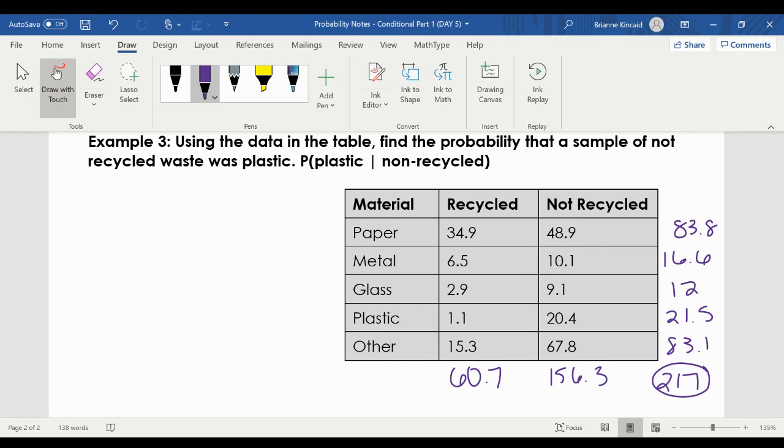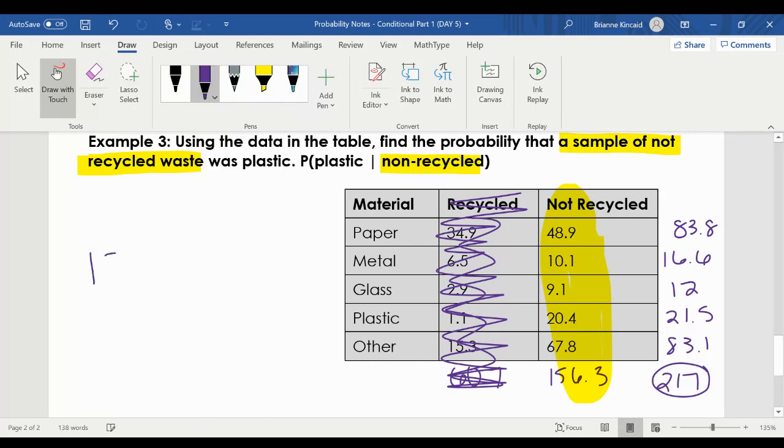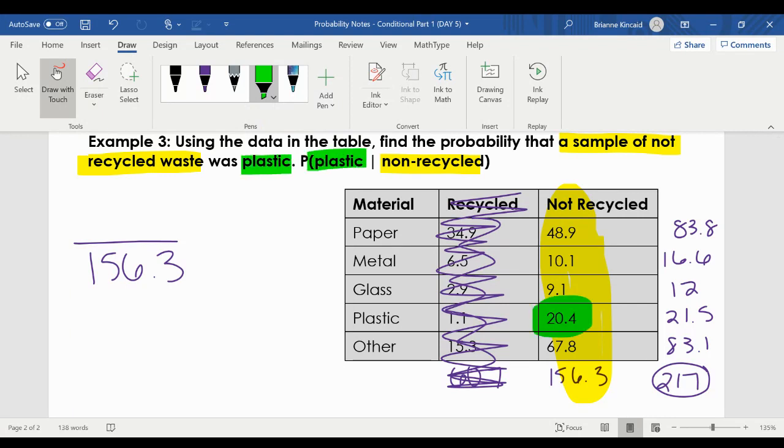Using the data in the table, find the probability that a sample of non-recycled waste was plastic. I give you the form that it's written: probability of plastic given non-recycled. The key idea here is, find the probability that a sample of non-recycled waste. I'm telling you I'm focusing only on the non-recycled waste. In this case, I don't care about anything that was recycled. I'm only focusing on the non-recycled, which means my denominator is going to be 156.3. Of that non-recycled, what was plastic is going to be this number, 20.4.